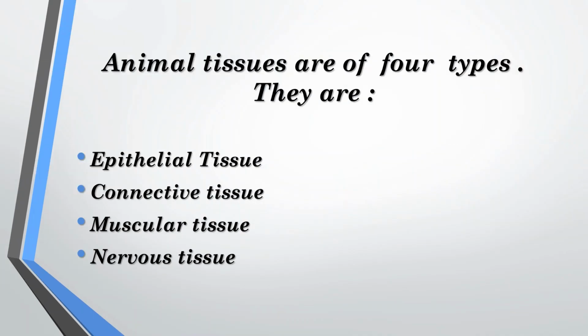Now, animal tissues are of four types. They are epithelial tissues, connective tissues, muscular tissues, and nervous tissues. Now let's move on a bit deeper into epithelial tissues.